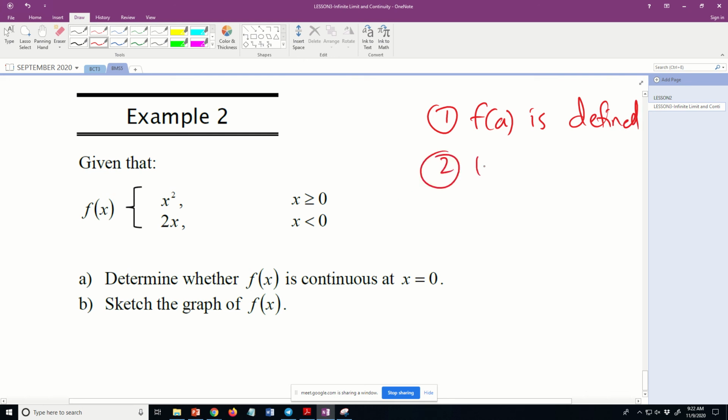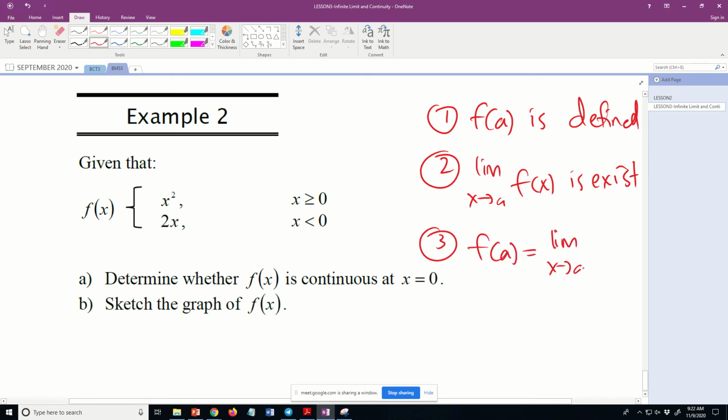Okay, condition 2: limit as x approaches a for function f(x) exists. Condition 3 ialah apa? f(a) equals limit as x approaches a for function f(x). Ini condition 3. Kalau mana-mana satu tak jadi, terus kita boleh kata not continuous. Kalau nombor 2 tak jadi, boleh kata limit not exist. Kalau 3 tak jadi, of course it is not continuous. But we need to test one by one. But when one of the conditions is not satisfied, then you can straight away put not continuous.